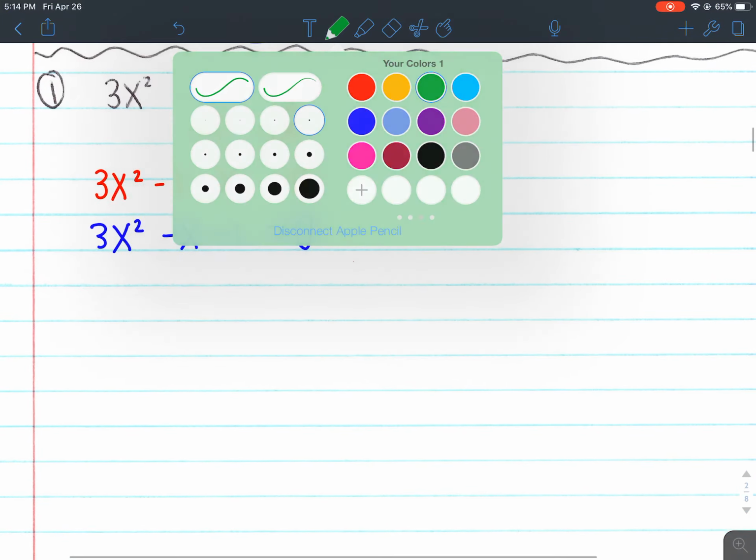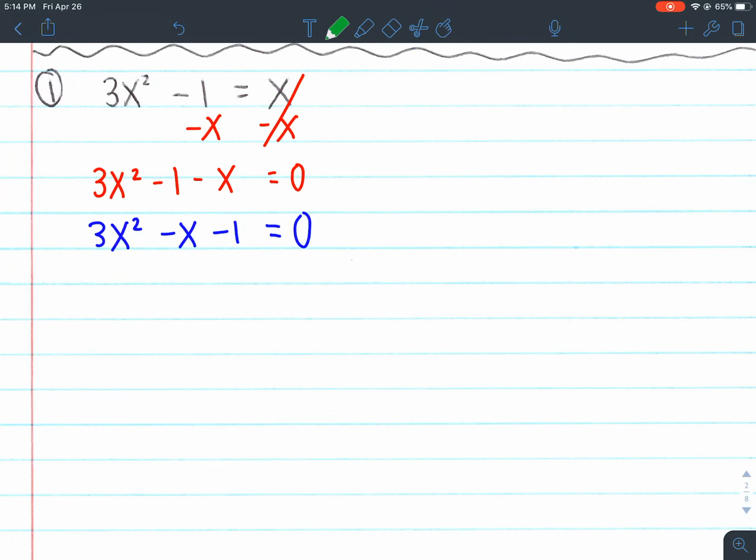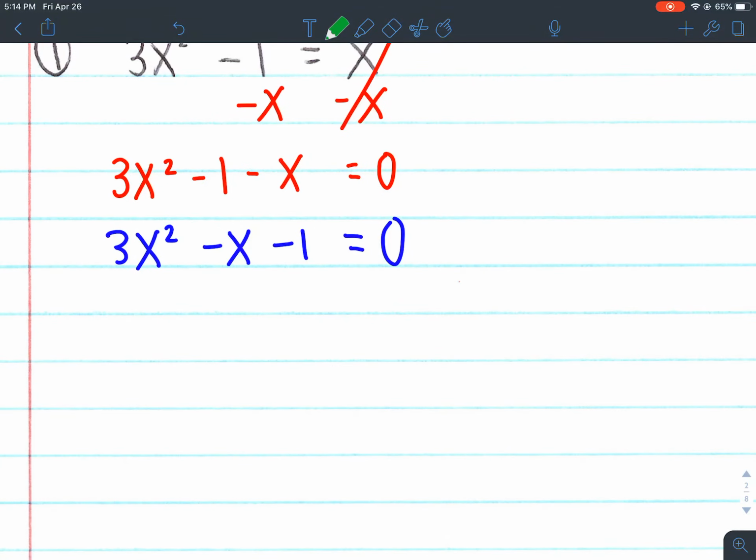Okay? Now, after we have set it equal to 0, and after I put it in standard form, what I want to figure out is what my a, b, and c are. So my a here is going to be positive 3. My b is negative 1. Remember, a, b, and c are numbers. They are just numbers. There's no x. And then my c is going to be negative 1.